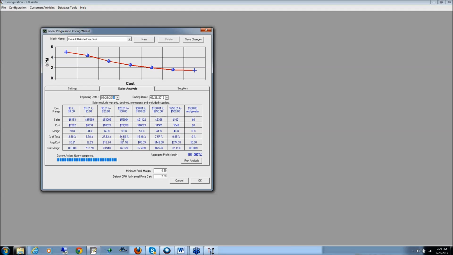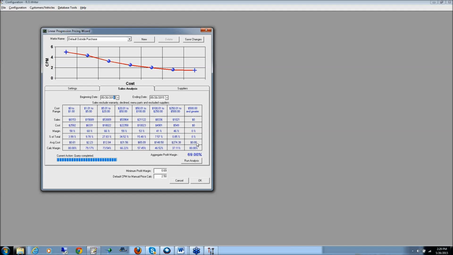Same with 20 to 50. Again, that's 35% of my costs, or just under 35. I was at a 59% margin last year, 66.22 based upon if I was going to use the margin or the matrix rules that I've got in place today.